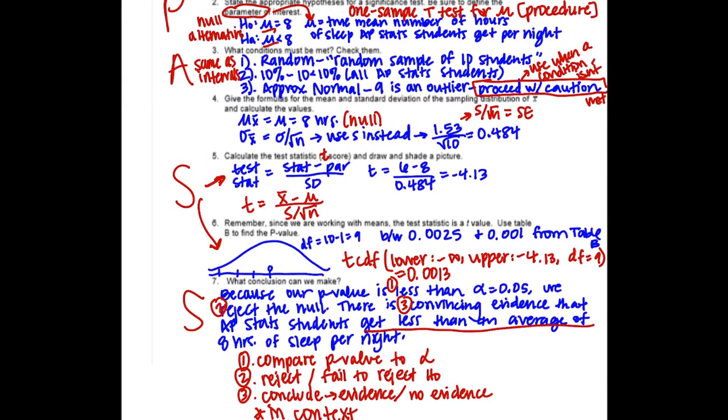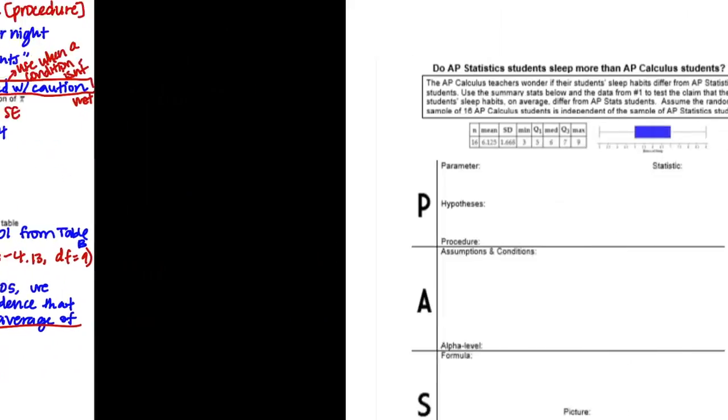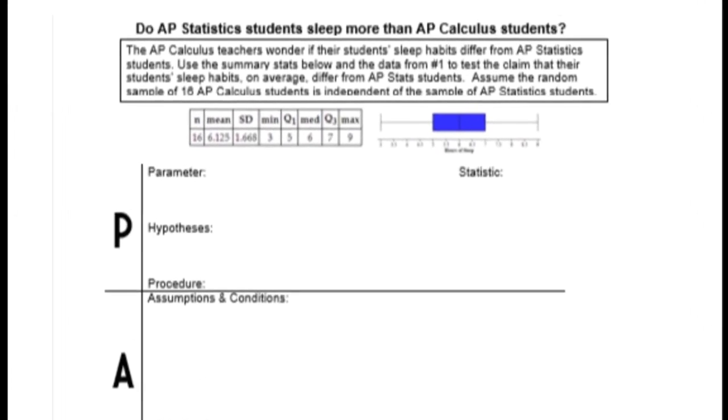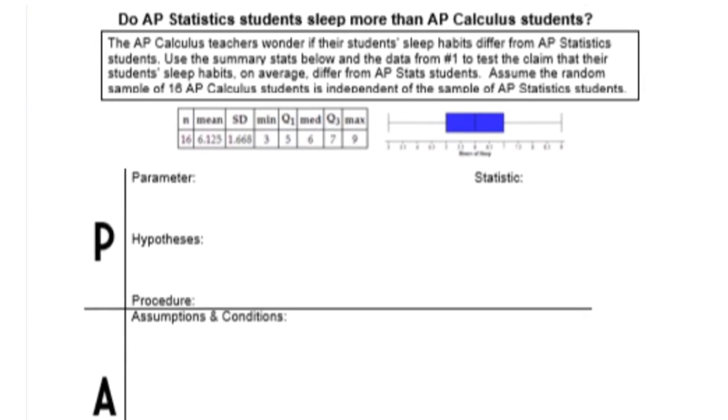And then I want you to now move on to the next page. And again, I'll help you with the first part and then you guys can finish the rest. So now we want to compare 2 different groups. So we did a 1 sample t test and now we want to do a 2 sample t because they're very similar, so we don't need to have 2 separate days for this. The AP Calc teachers wonder, are their students' sleep habits different from the AP Stat students?